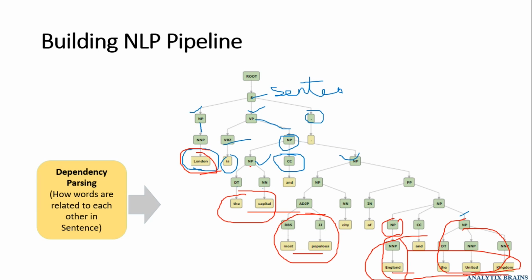Also we can check for the events, what event is binding the words together. Like if you look at the adjective populous, what is the populous? Most. So most is binding the word populous.